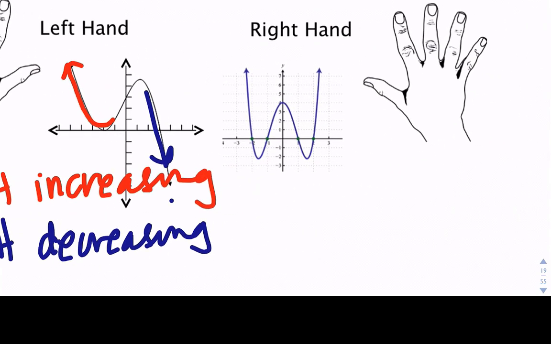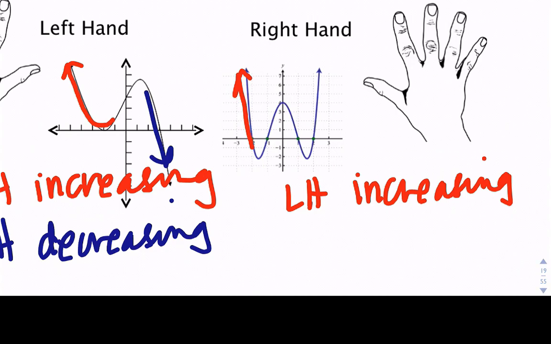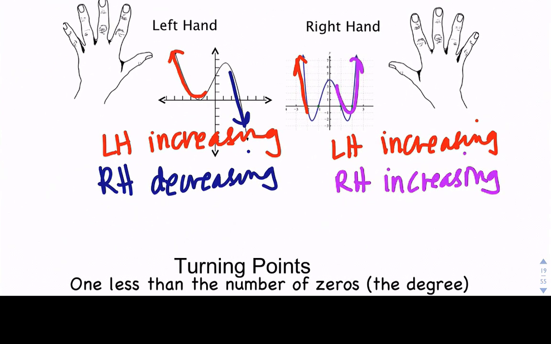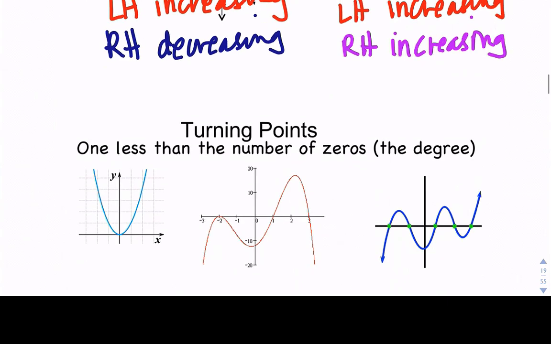All right, let's do the next one. Again, as we go to the left, here's the left-hand side. This is increasing. And then as we go to the right, it's also increasing. Okay, so there's end behavior: what's happening in the graph, increasing or decreasing, as you go to the left or the right.